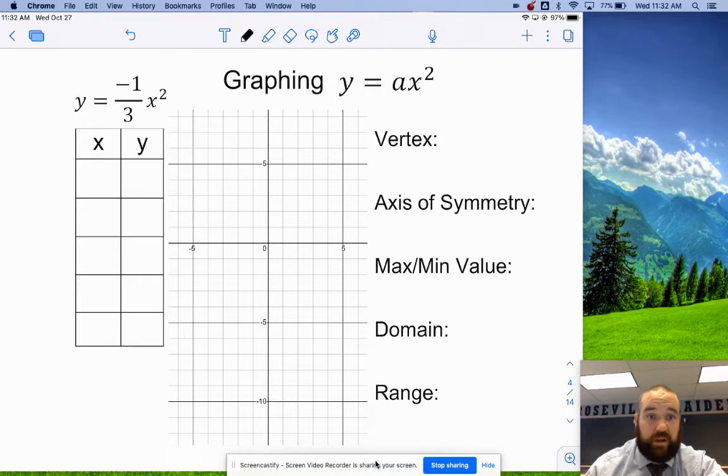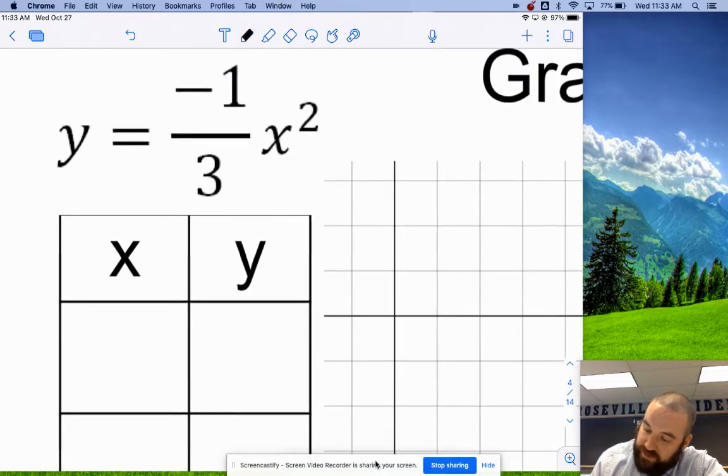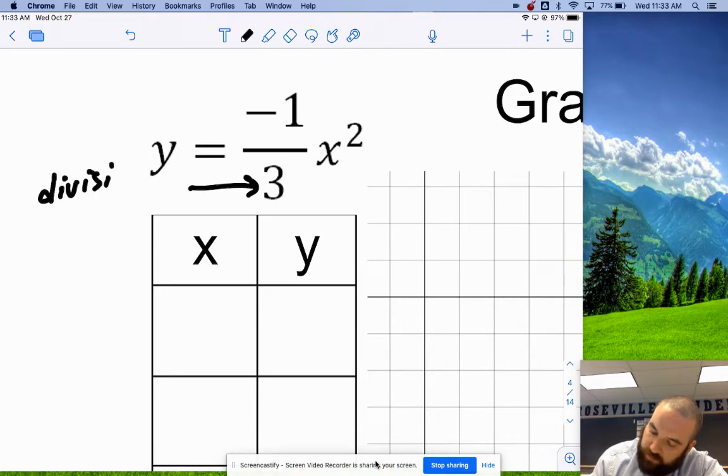But if you don't remember those transformations, it's fine. We're going to create the graph by using coordinates. Now, what is going to be tough, if I use my typical negative 2, negative 1, 0, 1, and 2, I'm going to be trying to take 1/3 of numbers that aren't divisible by 3. Okay, so pro tip here, if you are trying to graph and your denominator is 3, I am going to pick x coordinates that are divisible by 3.